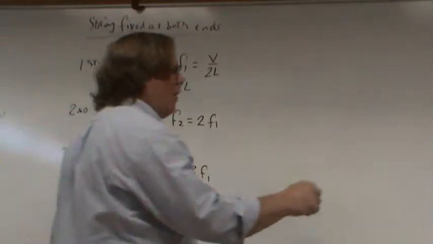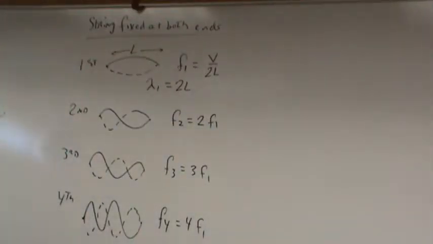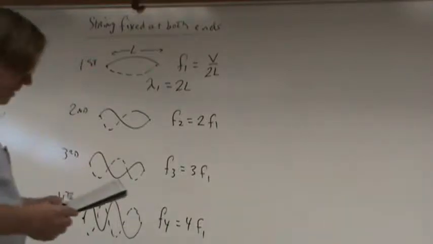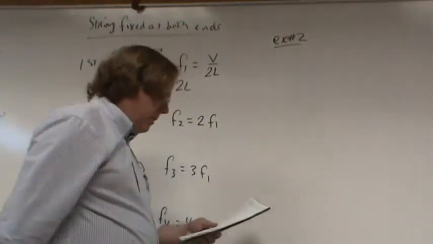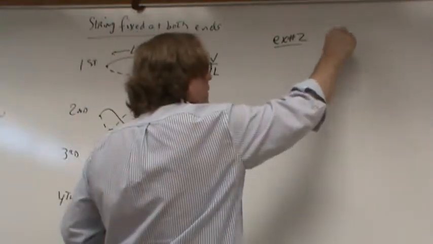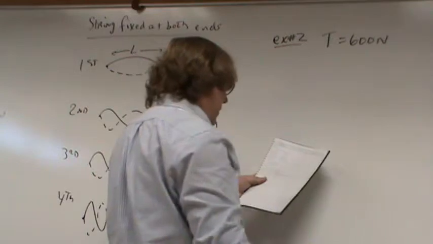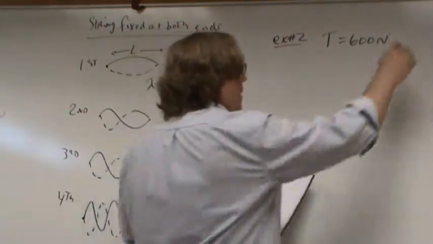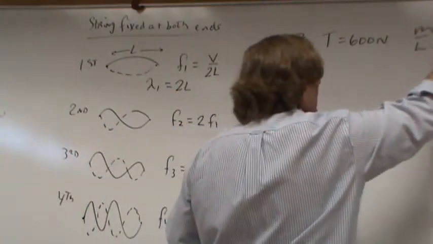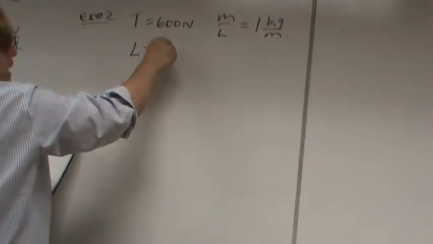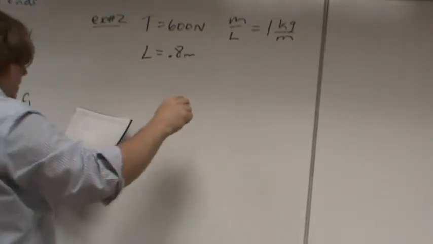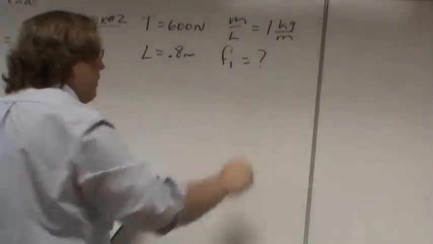Now, we're going to talk, wait, I need to give you some problems to do. Here, just a second, where did I put my, here it is. Okay. Here comes example number 2. We already did example 1 yesterday. I've got a string fixed at both ends. The tension is 600 newtons. The linear density is 1 kilogram per meter. The length of the string is 0.8 meters. And I want you to find the fundamental frequency.